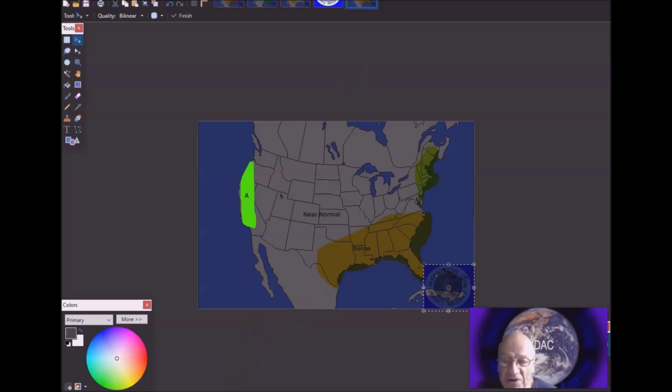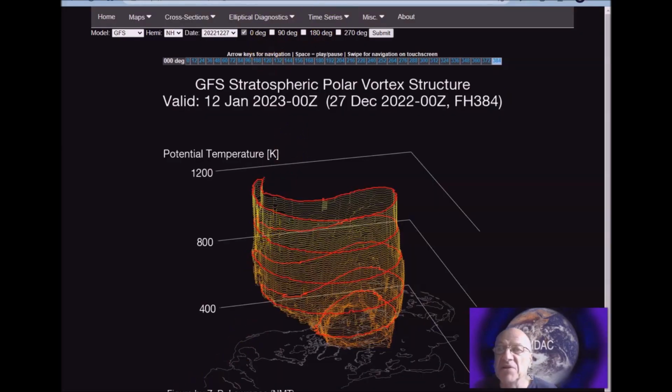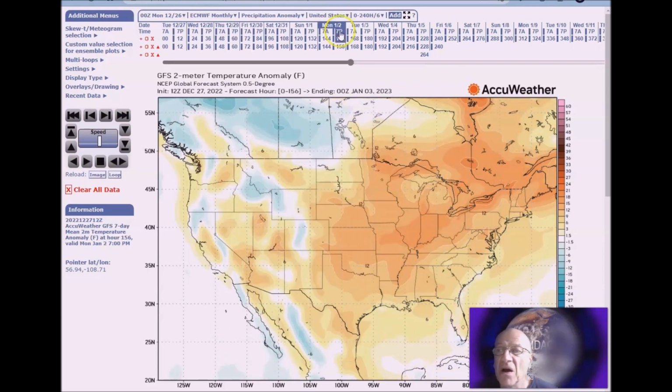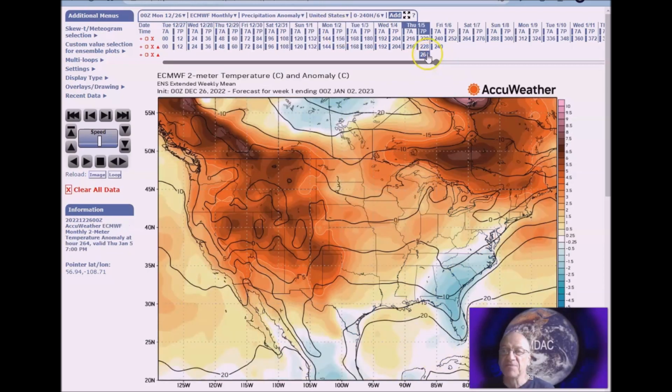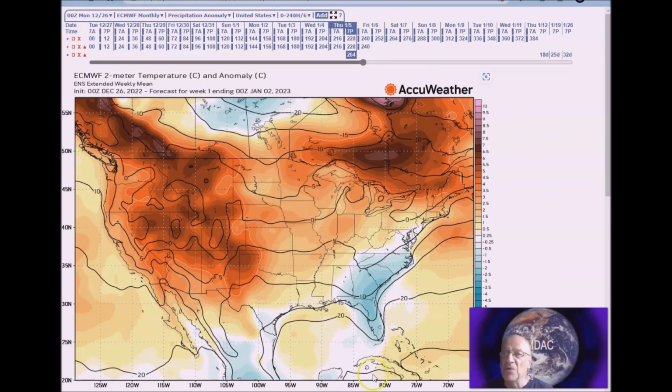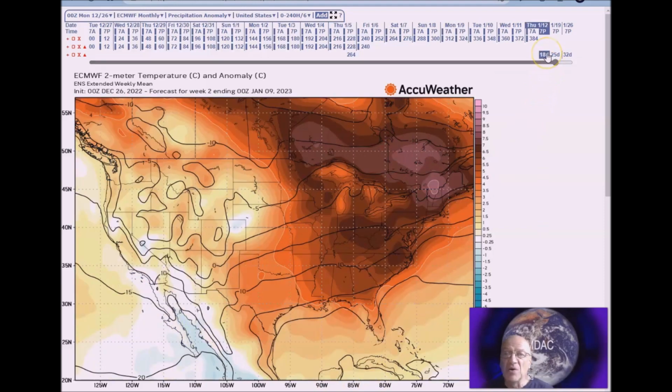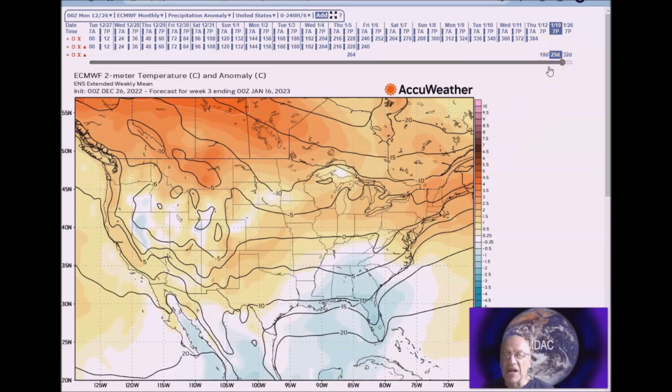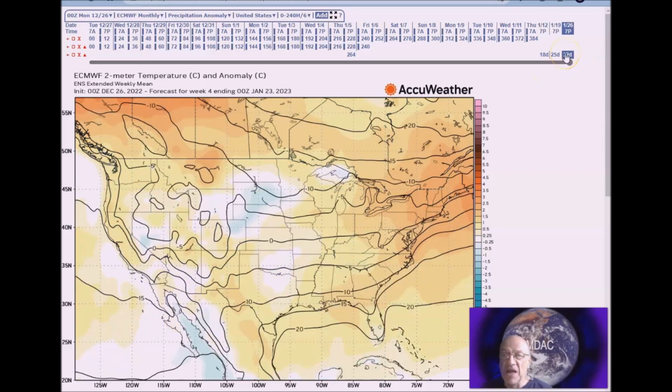So, one thing I want to show you too, the weeklies, they came out last night. Let me see if I have them here. Okay, here's the weekly. Here's a temperature forecast for January 2nd. Above normal temperatures for much of the country, below here. Then we go to the 9th, above normal, really warm here in the east. And then it kind of levels off a little bit as we go to the 16th, and then even more so as we go to the 23rd. So according to the weeklies, it looks like a mild January.